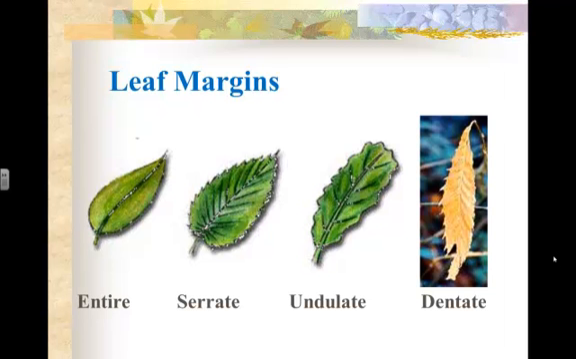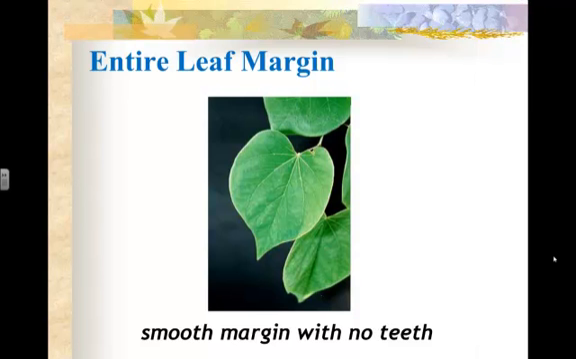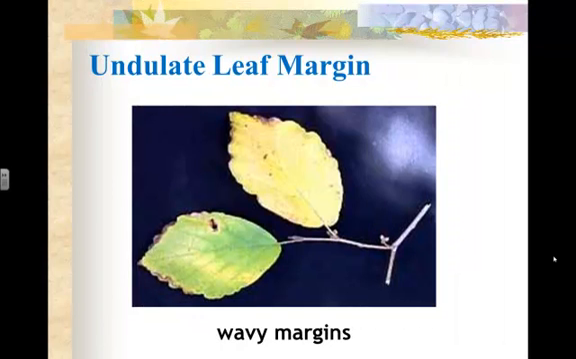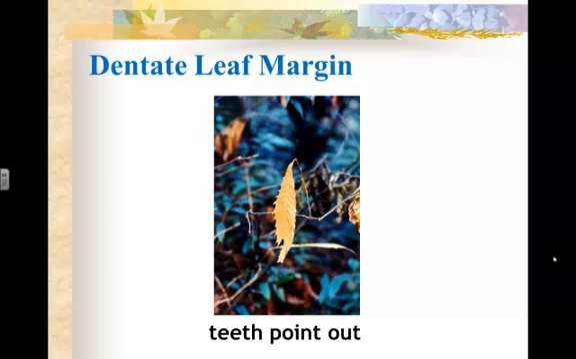There's also leaf margins, and again, you don't need to know this for the quiz. We're going to look at each. Entire is where it's nice and smooth all the way around. When you have some teeth on it, toothed margins, it's called serrated, and that's like a serrated knife, which has all those teeth to cut. Undulate is when they're wavy instead of pointy, not like a tooth, but wavy margins. Dentate is real tiny points, or like stickers coming out, and those are teeth pointed out.